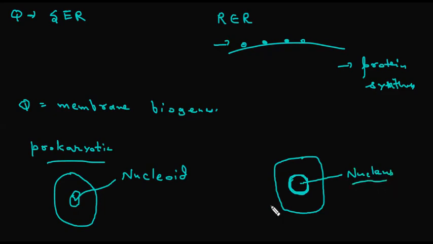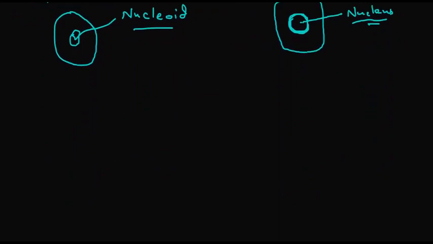It contains so many chromosomes, a completely well-defined structure. Nuclear pores are also there. Chromatin material is also there. Okay. So this thing you need to remember: this is a nucleoid and this is the nucleus. Simple. If I talk about the plant cell and the animal cell, we have to tell the difference.